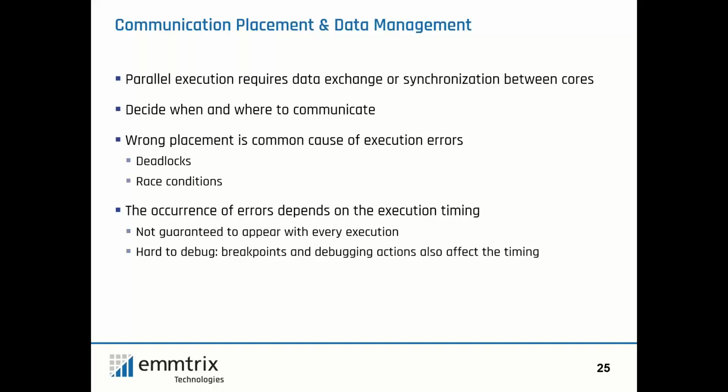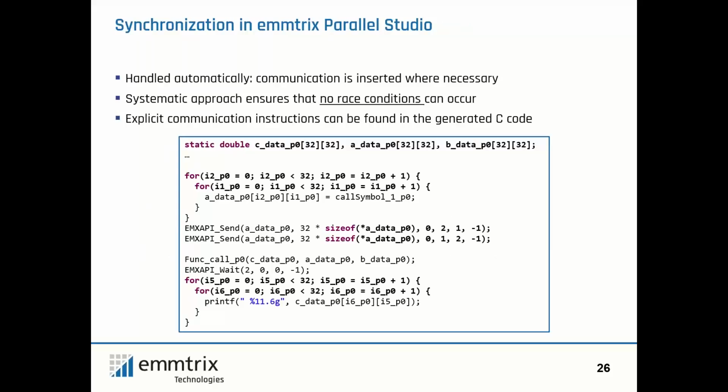As I said, with a race condition, the occurrence of errors depends on execution timing. So it is not guaranteed that these errors appear with every execution, and therefore it's very hard to debug, because if you apply breakpoints or debugging actions, they also affect the timing of the code, and you might not observe these errors when you try to debug them. Because of this, correctness of synchronization is hard to prove. That's why, as I already said, synchronization in MTrix Parallel Studio is handled automatically. We use a systematic approach that ensures that no race conditions can occur, and also no deadlocks.